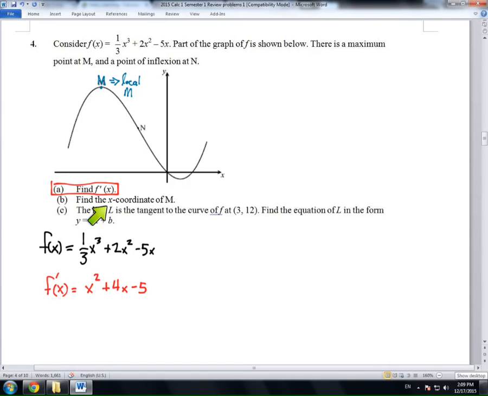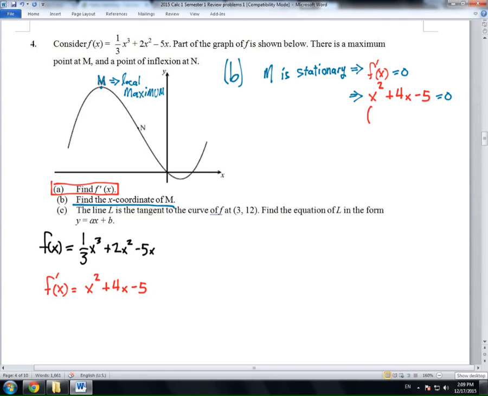Second, I was asked to find the x-coordinate of M. M is a local maximum, which means that M is a stationary point. That means the derivative is equal to 0. So I take my derivative, I set it equal to 0, which is a factorable quadratic. You can use the quadratic formula or complete the square, but this is the quickest way in this case. And I find out that x could be -5 or x could be 1.